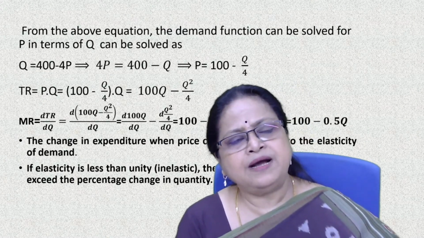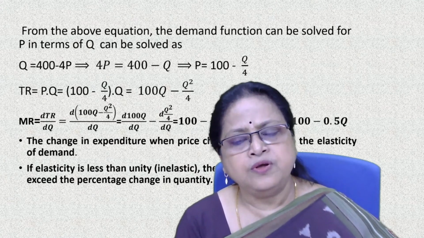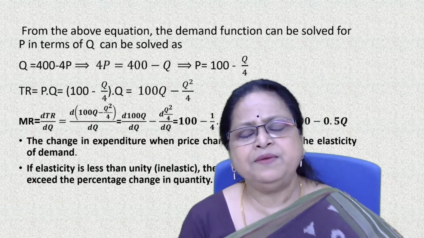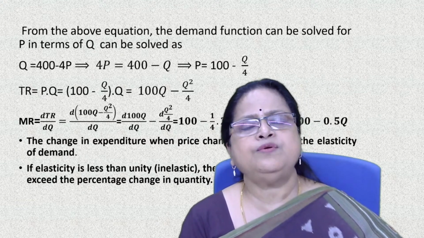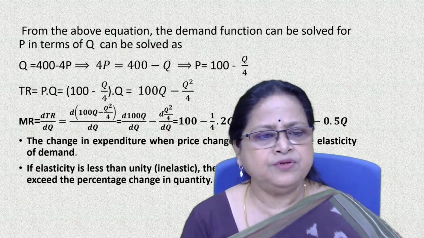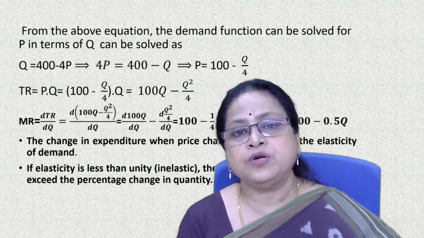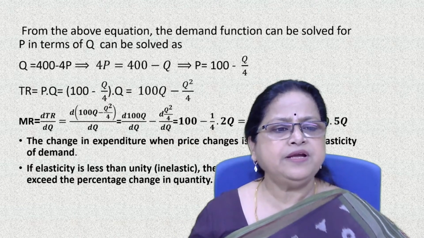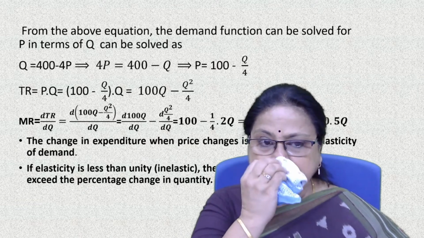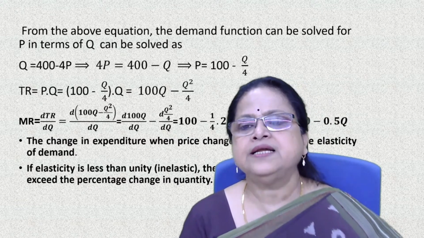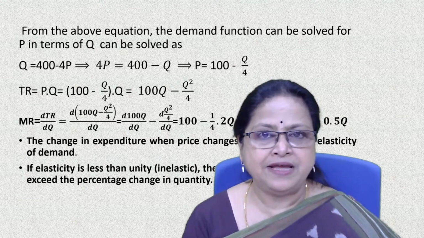Now marginal revenue. You know that it is the first order derivative of total revenue. Remember, anything marginal is always a first order derivative. First order derivative of the total revenue is marginal revenue, first order derivative of the total cost is marginal cost, and so on. Now look at the figure. After simplification, we find that MR is equal to 100 minus 0.5Q.